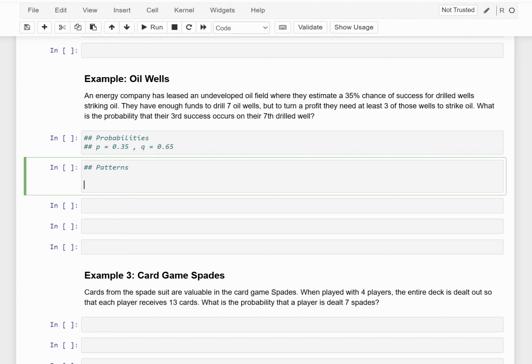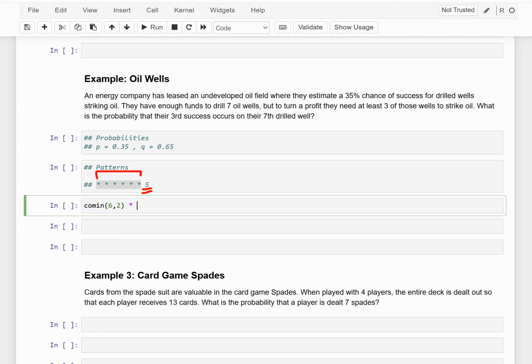And again, what we have is 1, 2, 3, 4, 5, 6, and then success. Okay, why am I doing it that way? Well, because we have 6 wells, and distributed among these 6 wells, 2 of them have to strike oil so that I can have the 3rd success happen on the 7th well. Okay, so what's going on in here? That's a 6 choose 2, right? That's a 6 choose 2, so combin 6 choose 2 times what?